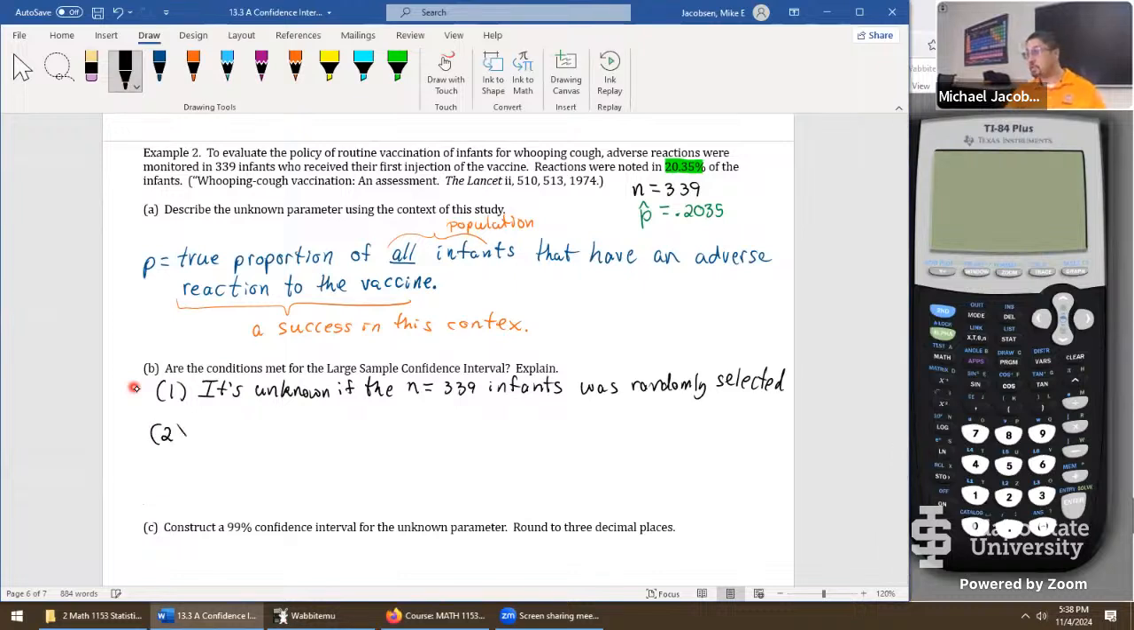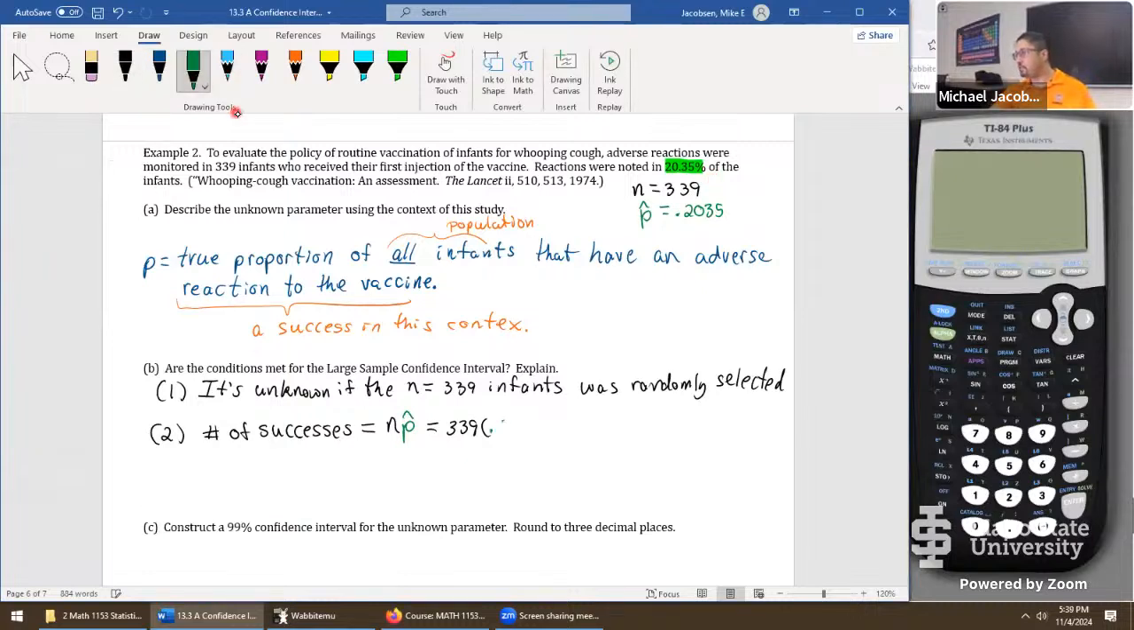Condition 2 is just determining if our sample size is large enough. We have to have at least 10 successes and at least 10 failures. So here we'll calculate. Number of successes is equal to this formula: we take sample size n and multiply it by the statistic p hat. So this will calculate our successes. Using the information over here, it's going to be 339 multiplied by 0.2035.